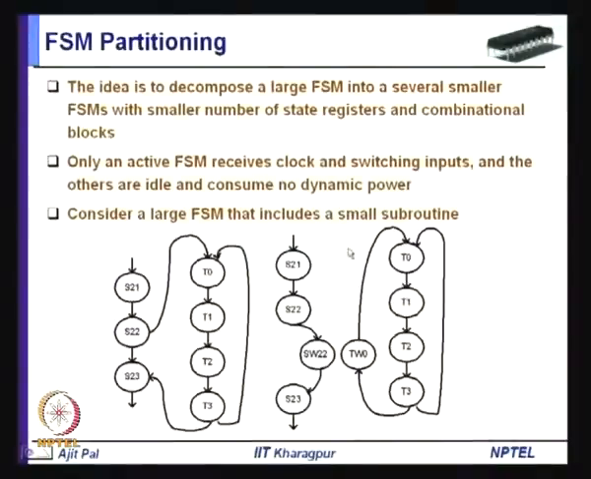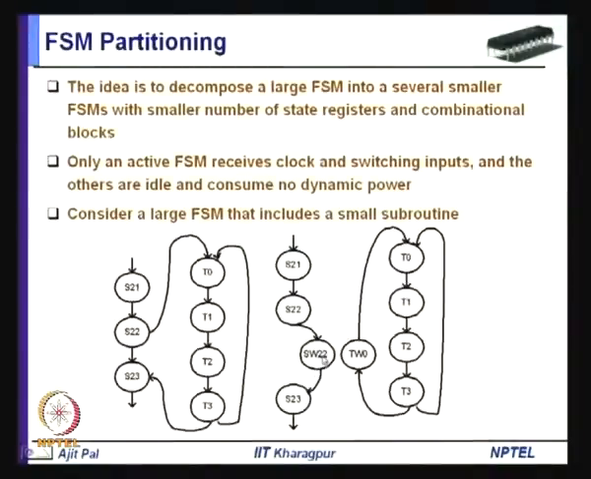So, we find that by decomposing a large FSM into a number of smaller FSMs, you can save power, because at a time one of the FSMs will remain in the active condition, and the others will remain in the idle condition. However, these FSMs may be interacting with each other. As we have seen, they will send signals. Whenever it goes from one FSM to another FSM, obviously the first will go to idle state and the other FSM will become active. So, that is what will happen in this particular case.